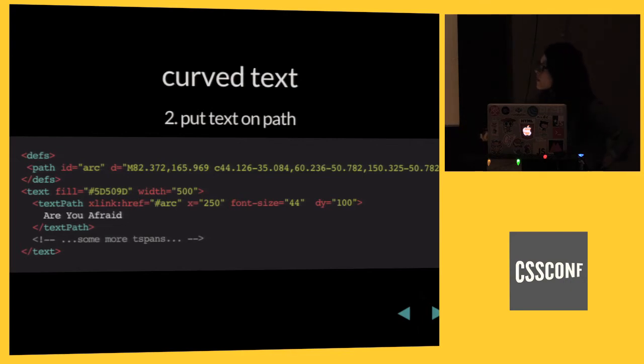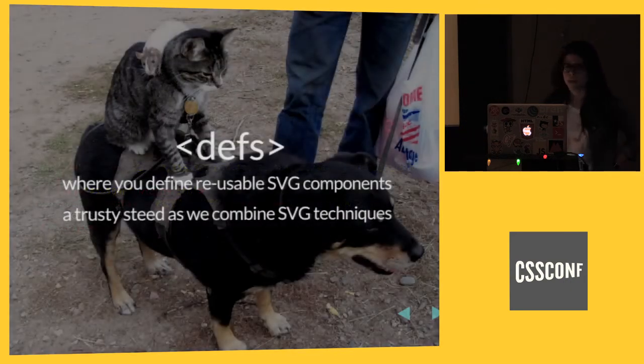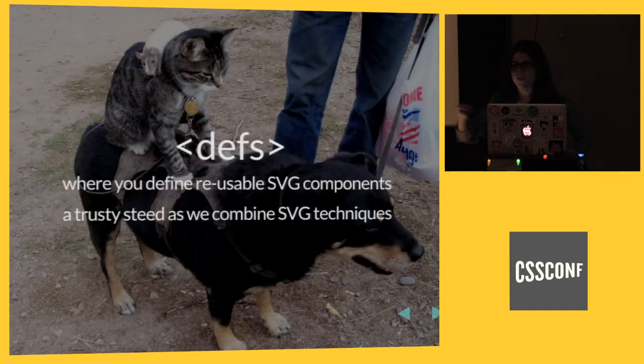Another really important thing that's going to come up often in here is this defs element. You'll notice that the arc doesn't actually get rendered on the page anywhere. That's because we've put it inside defs, which is just a place to define reusable components that you're going to reference elsewhere. It's really handy at combining different SVG things together.